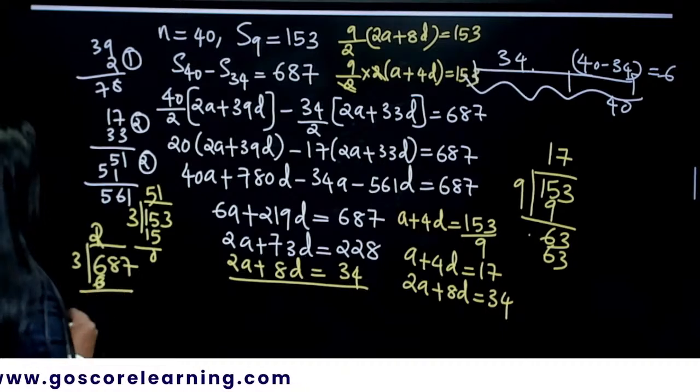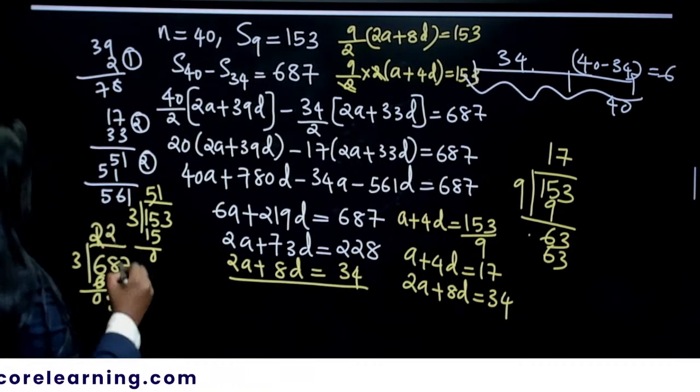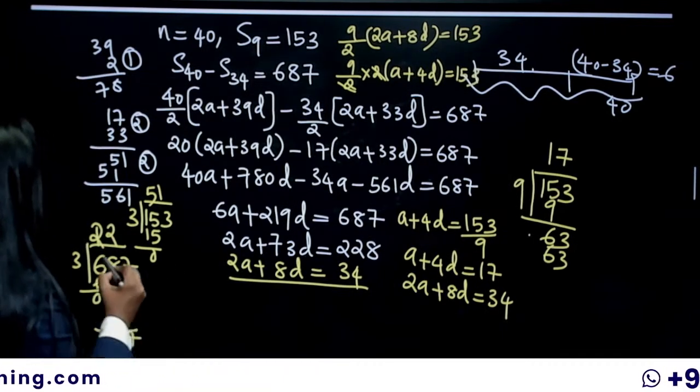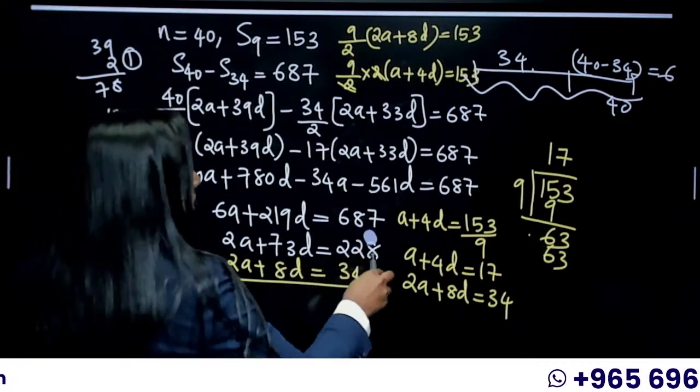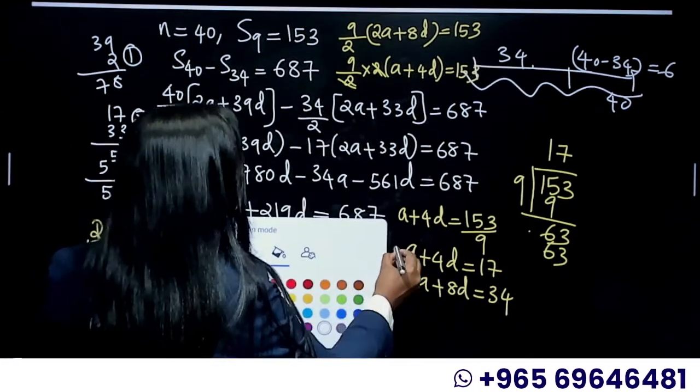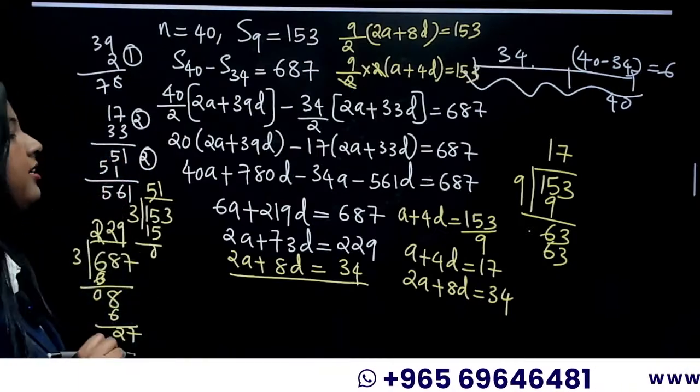2 3s are 6. And then 8. 2 3s are 6. 27. 9. Okay, I wrote 8. Okay, this is going to be 9. So 229 minus 34. Okay.